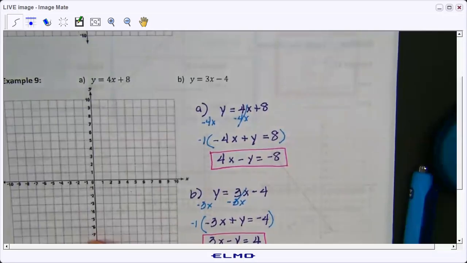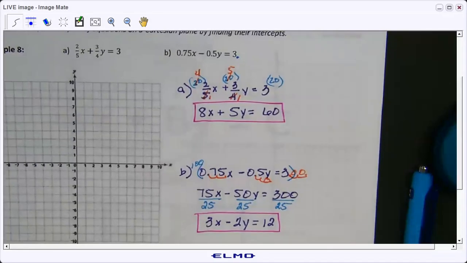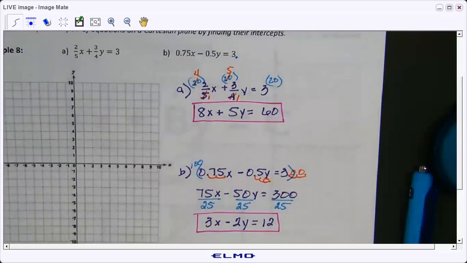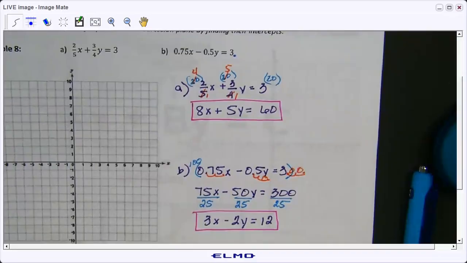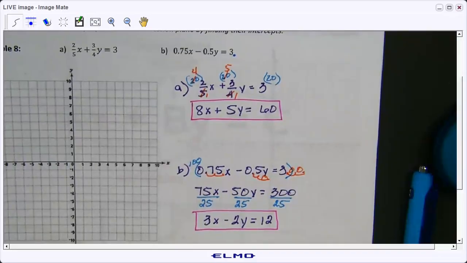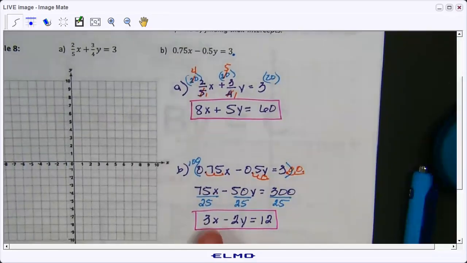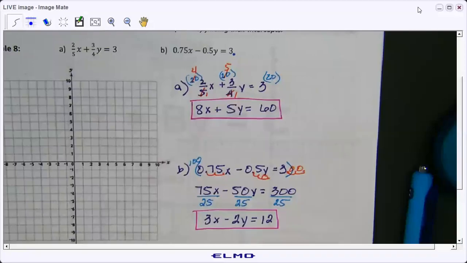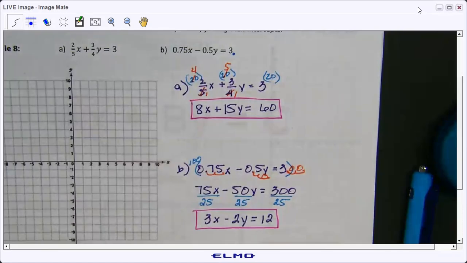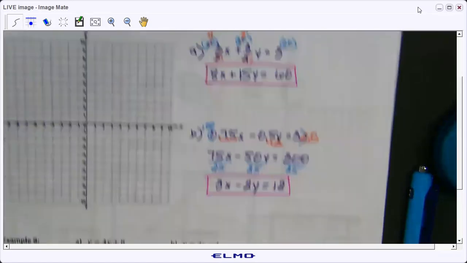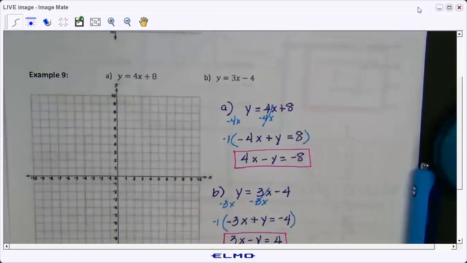Yes, for number 8. Isn't it 15? Because it's 4 and then 5 times 3. Okay, hold on a second. Let me check. Okay, this one should be 15. You were right. I'm sorry about that. Okay, any questions? Somebody asked me to move it up. Is that correct? Yes. Okay, so here is example 9.